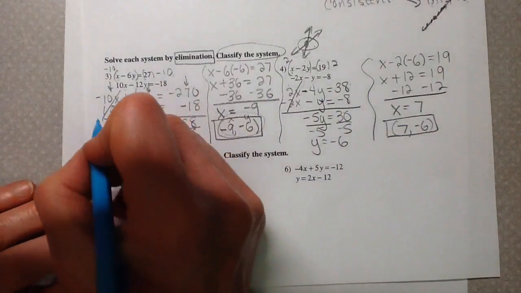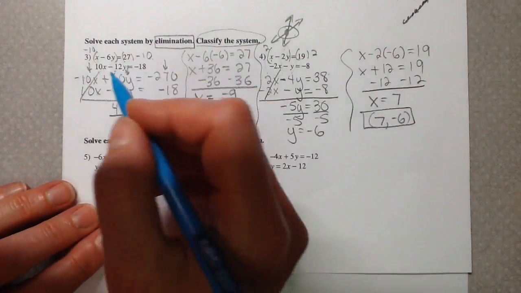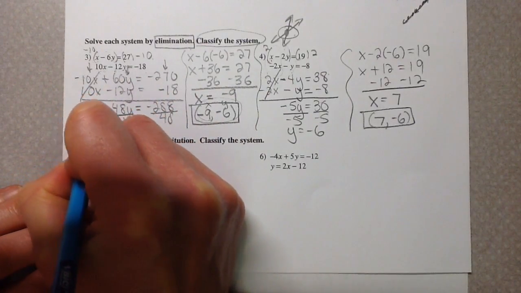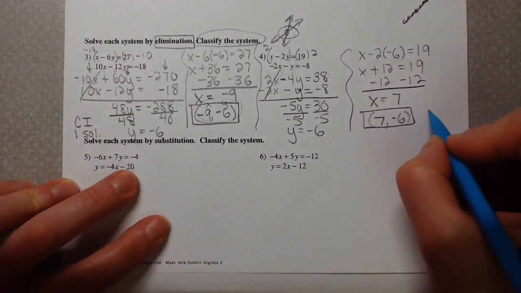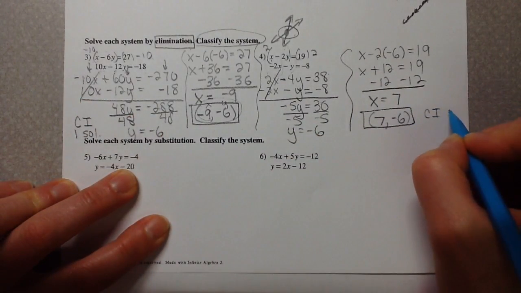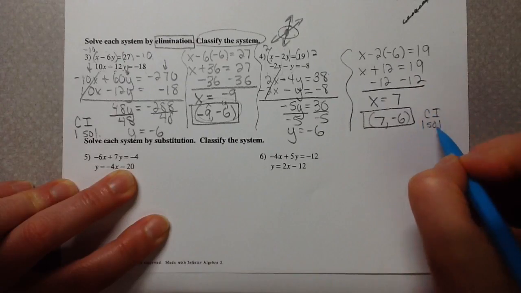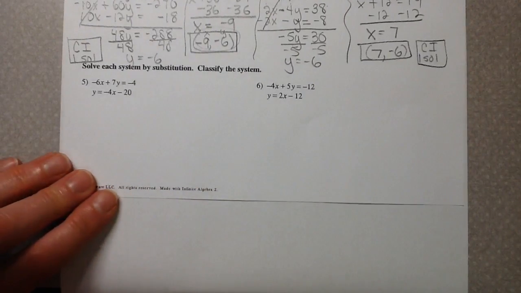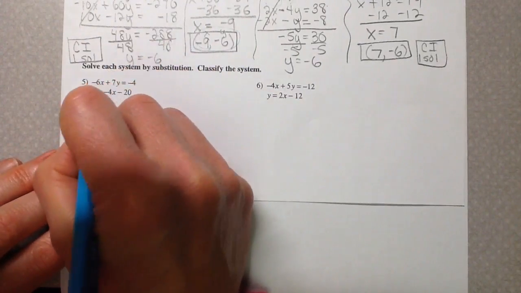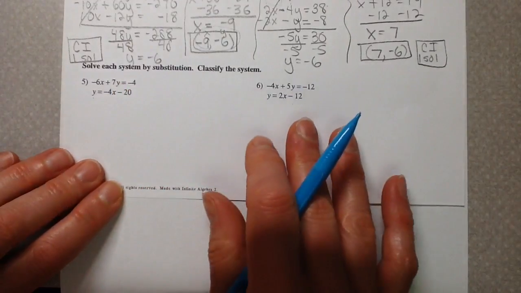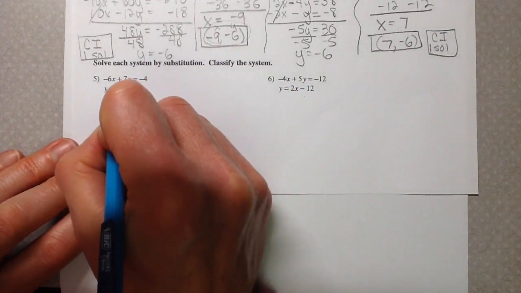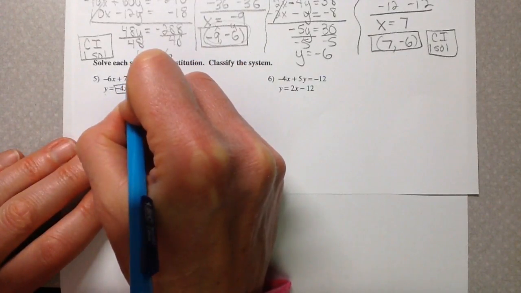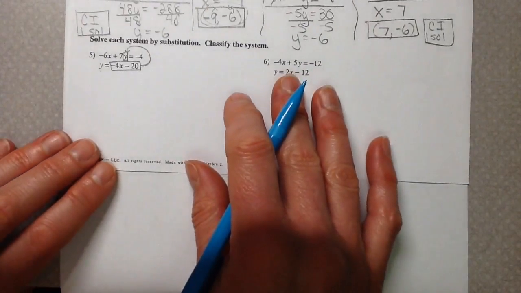So both of these, I'm just going to write CD or CI here because I don't have a lot of room. So this is consistent, independent, and one solution. This is consistent, independent, and one solution. Okay, now we're doing substitution. Substitution means I have to solve for one of my variables, and here on these two questions they're already solved for. So we're going to take this value here for y, and then I'm going to put a box around where the y is in the other equation.